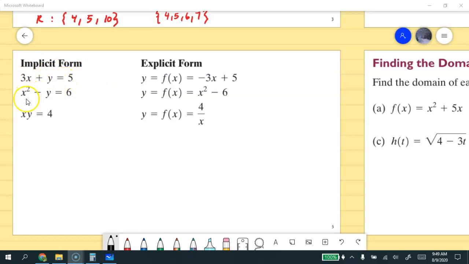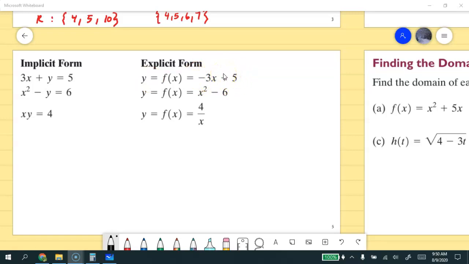Then the second one is x squared minus y is equal to 6. Then the third one is x times y is equal to 4. Notice what's so special here is the x and the y are on one side. Whereas when something is explicitly written, what's different is that the y is on one side and all the x's are on the other side. So it's basically solved for you.